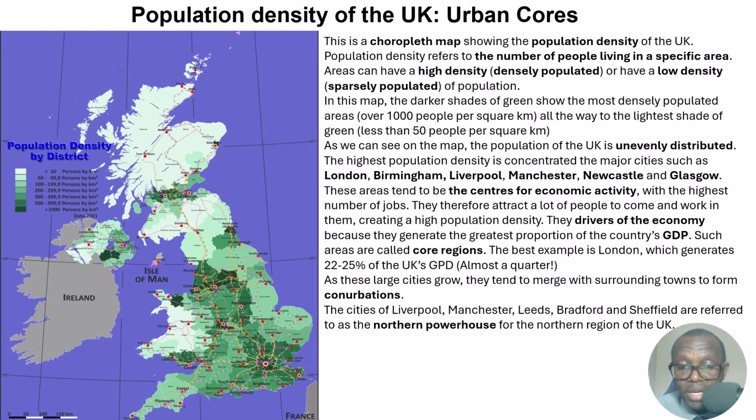They are the drivers of the economy because they generate the greatest proportion of the country's GDP. And we know that GDP is a measure of wealth in a country. It's the total value of goods and services that are sold in that country every single year. Such areas are called core regions. The best example is London, which generates 22 to 25% of the UK's GDP. That's almost a quarter of all the money that is earned in the UK every single year.